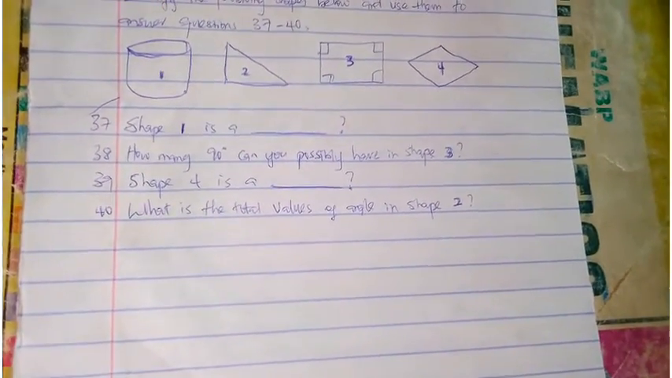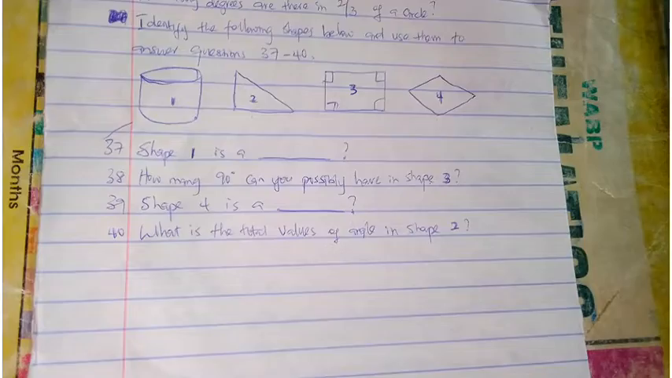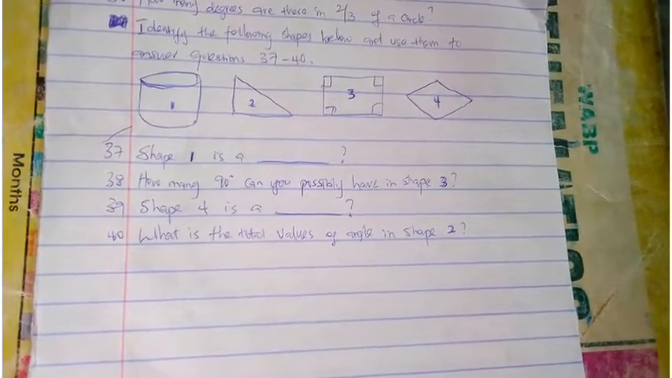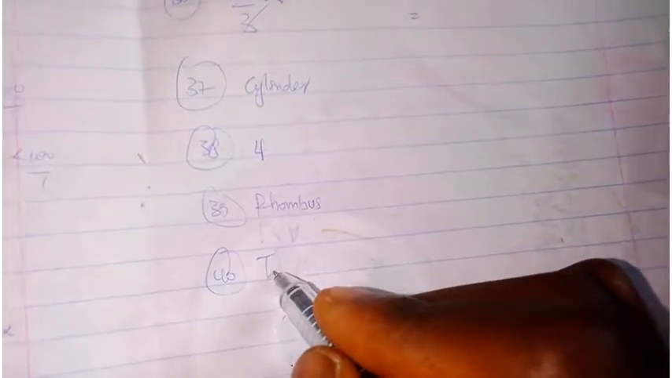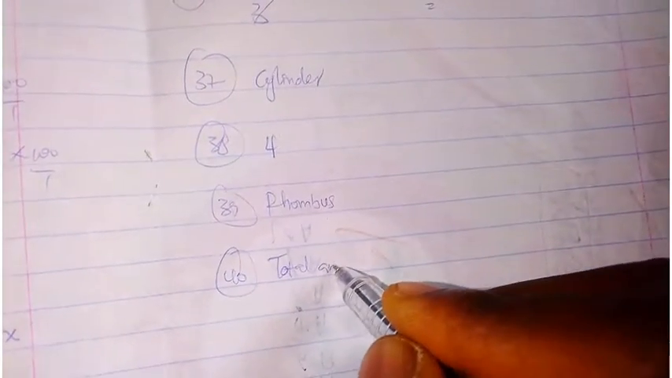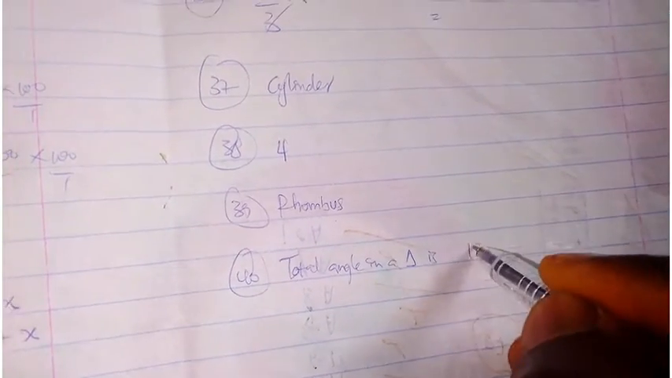Then number 40, which is the last question, says, what is the total value of angles in shape 2? Total angle in a triangle is 180 degrees. That is the answer to that.